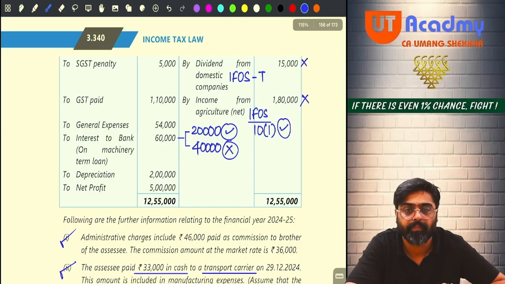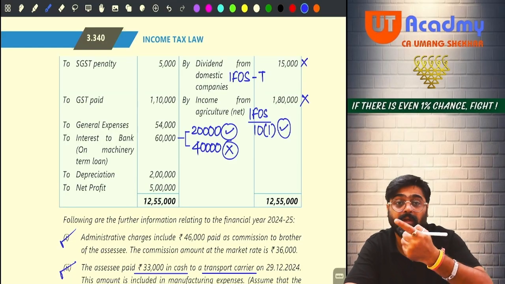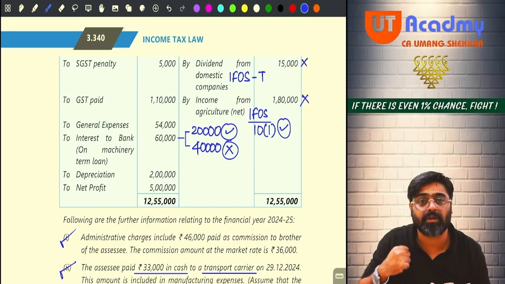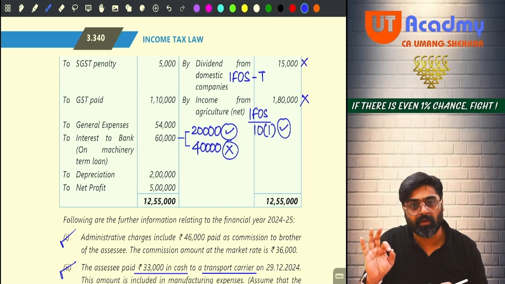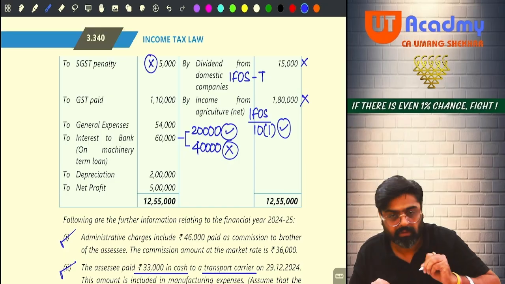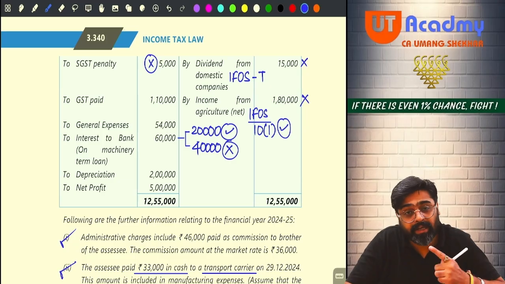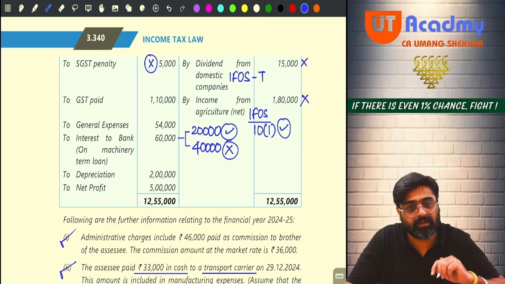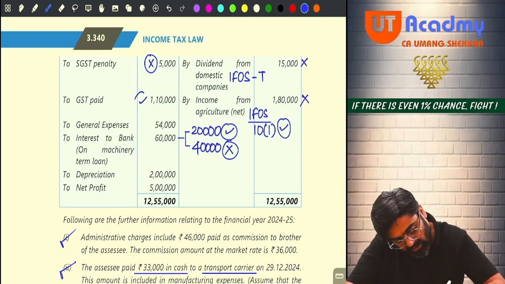SGST penalty. SGST means state GST. So you might not have fulfilled any criteria or the provision of SGST law. So for contravention of SGST law, this penalty would have been charged. If nothing is mentioned that it is compensatory in nature, I will consider that it was for the contravention of GST law. So any penalty for the contravention of law, is it allowed or it is disallowed? It is disallowed. I have already told you this, everyone. Now the GST which you have paid is a tax which is related to your business. So that GST will be allowed as a deduction.